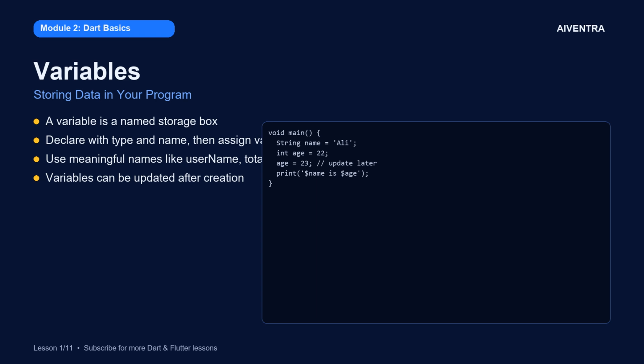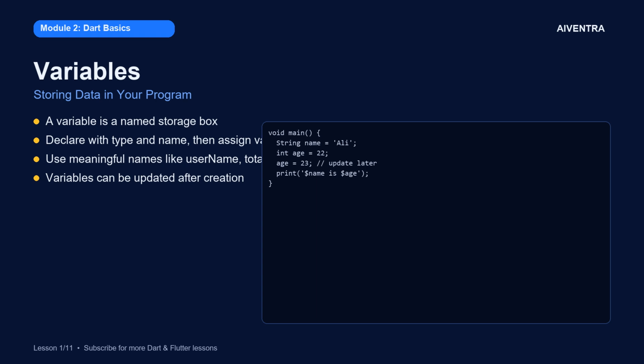Let us recap variables. Key point 1. A variable is a named storage box. Key point 2. Declare with type and name, then assign value. This is important because it helps you write clean, predictable Dart code and avoid common beginner mistakes.